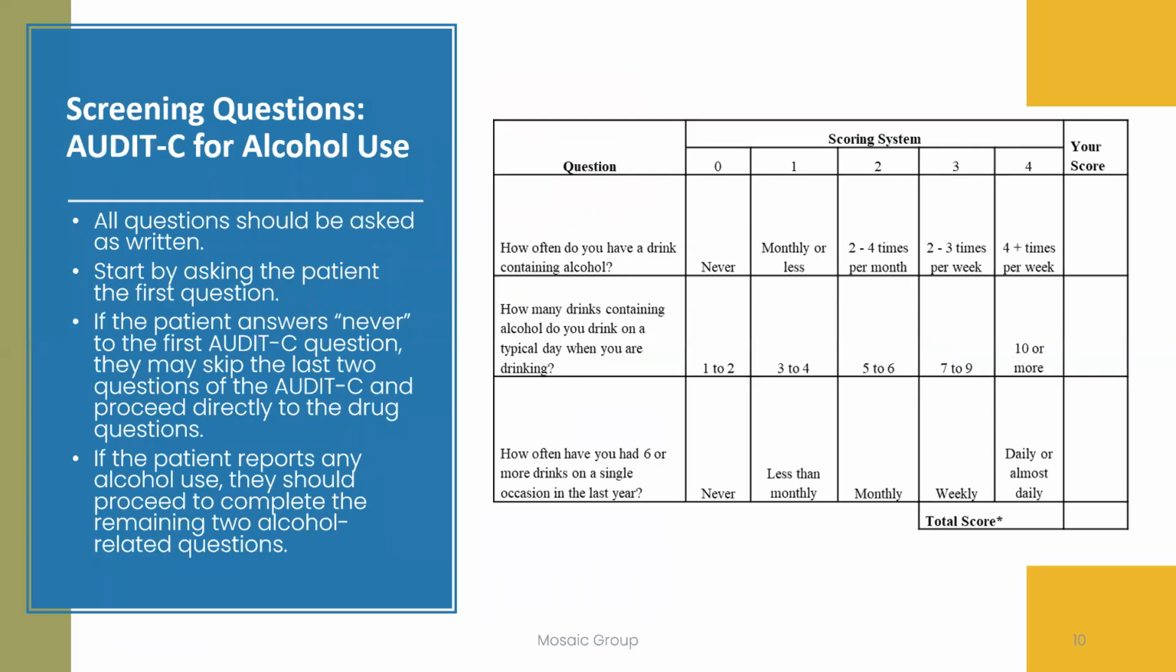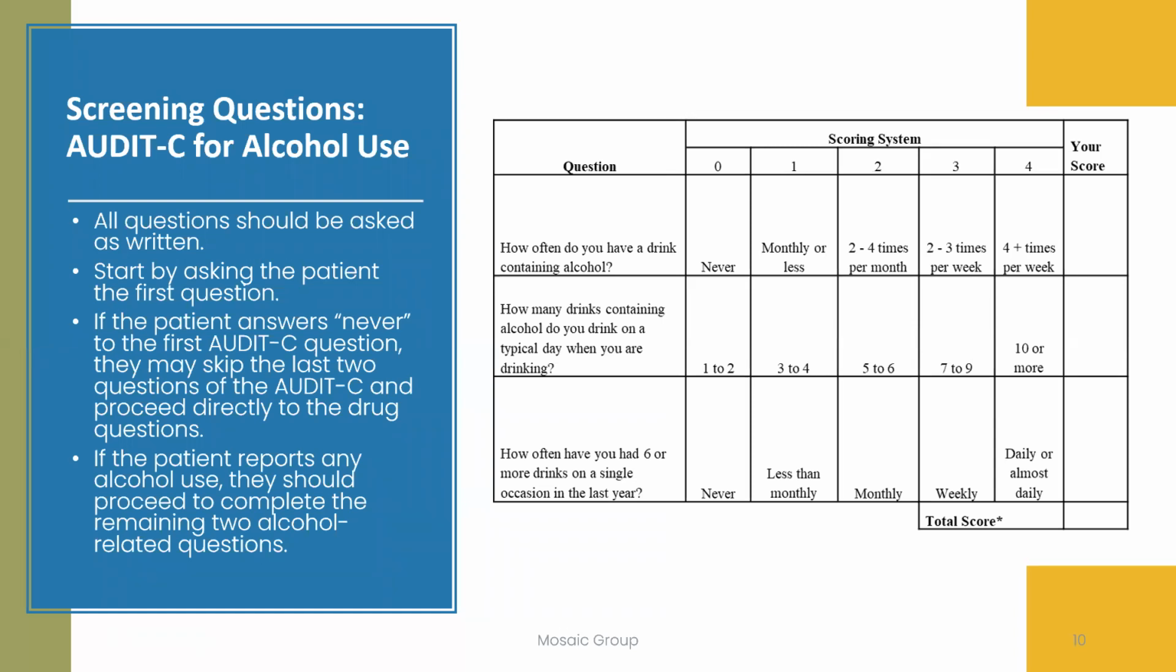So just a little information regarding the screening questions. It is important to ask the questions as they are asked. So for the AUDIT-C, that is determining a patient's risk around their alcohol use. And so the first question is, how often do you have a drink containing alcohol? And that is the question you want to ask. You then want to provide them with their potential responses.